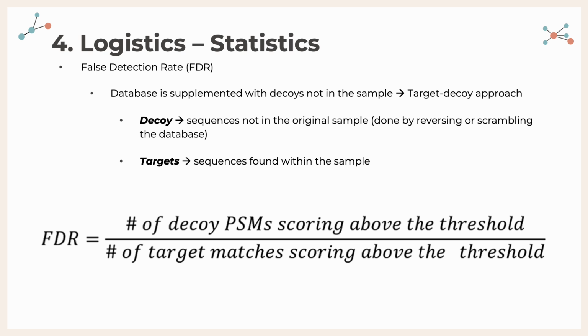How do we determine the false detection rate? Well, there's one method called the target decoy approach, where you're essentially having decoys, which are known false positives. So these are sequences that are not in the original sample. And then targets, which are the spectra that have been found, or the sequences found within the sample. And you're just going to take the ratio of false over true and take that as your false detection rate. That's a pretty simple calculation. Remember, known false positives over true positives, essentially.